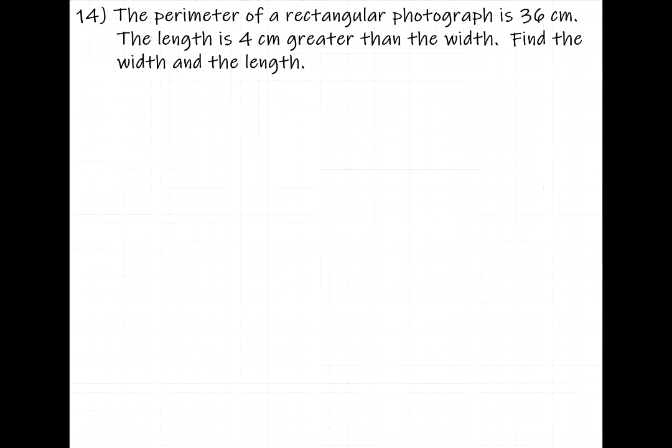The perimeter of a rectangular photograph is 36 centimeters. The length is 4 centimeters greater than the width. Find the width and the length.